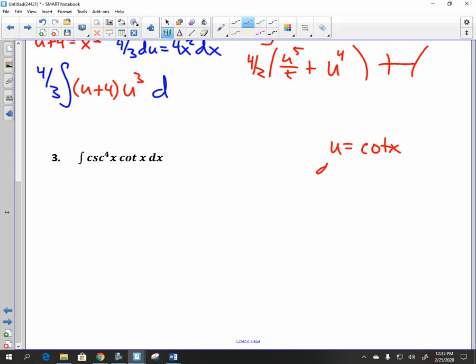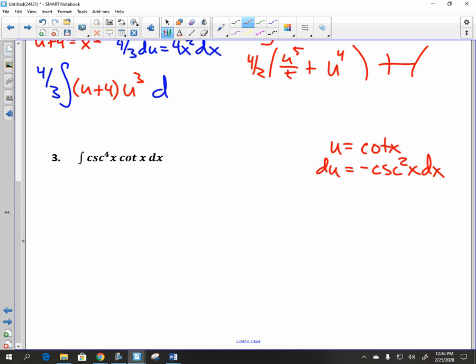Anybody remember what the derivative of cotangent is? Of course you do. Yep, negative cosecant squared. Good job, Ishka. So that's, sorry, got a dx over here. My professor would have taken points off for that. Okay, Professor Connor, are you happy now? There we go.